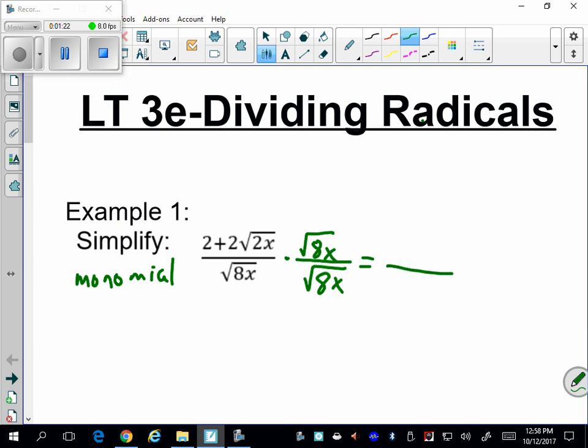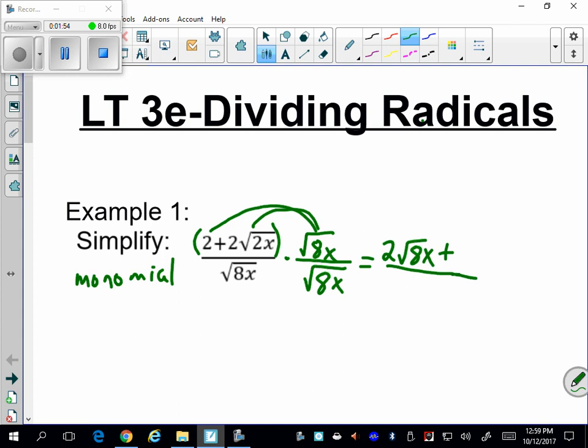So looking at what we need to do here, there's a binomial in the numerator. So it's like there's parentheses here. This square root of 8x needs to get distributed to both terms. This 2 is outside of a radical, so we just do 2 square root of 8x. And then square root of 8x times 2 square root of 2x. So there's a plus in between, plus from the addition.